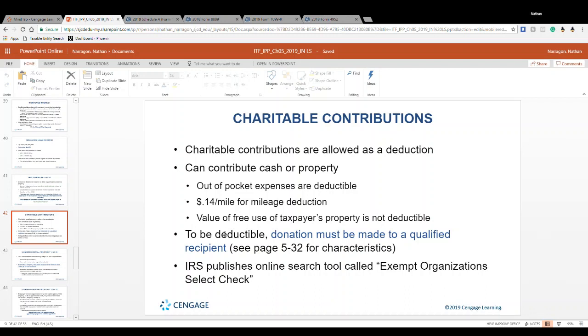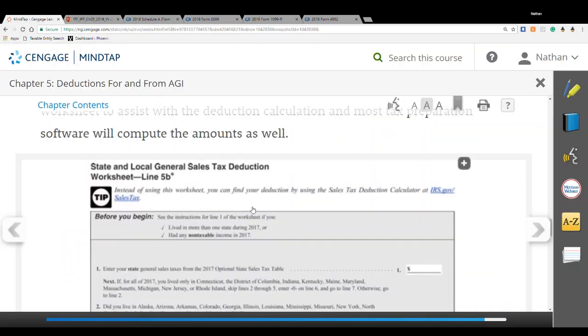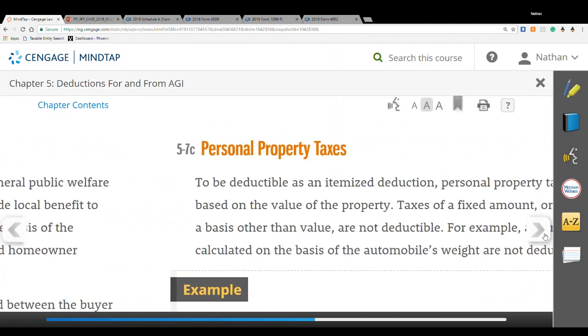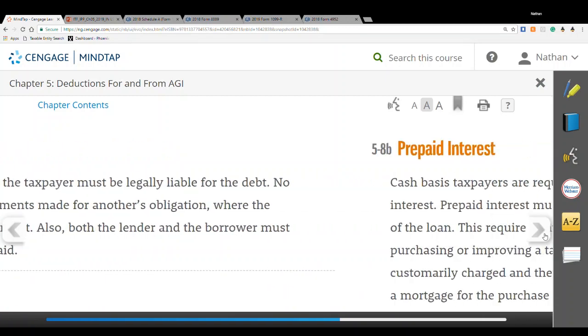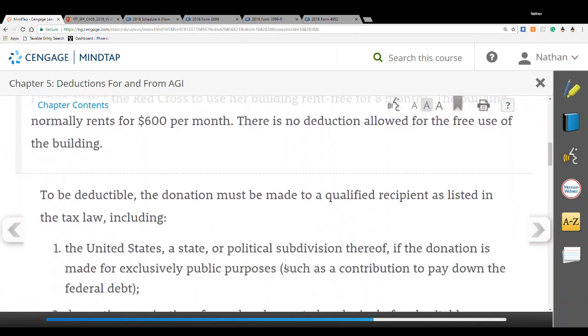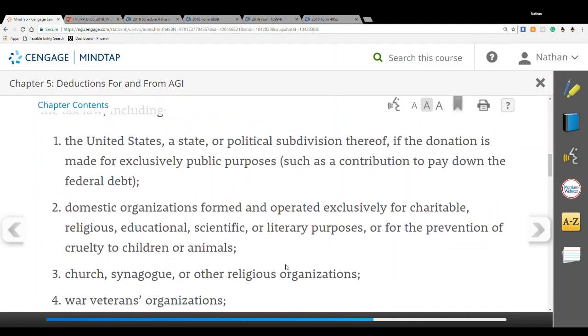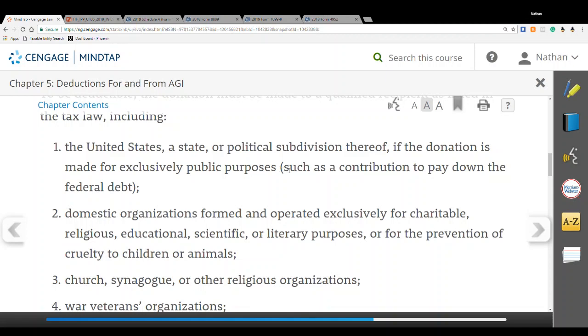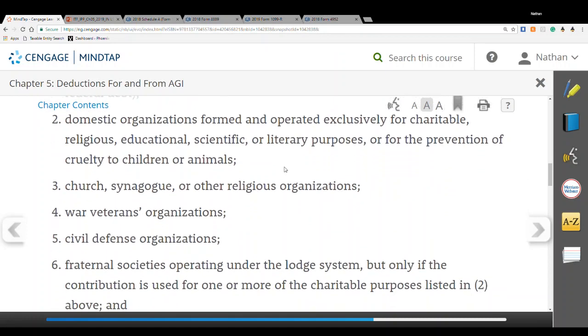Okay? And to be deductible, donations must be made to qualified recipients. I can tell you real quick, even before looking into this, that mostly it's a 501(c)(3), which is any non-profit charitable organization. So, right here, investment, charitable. They have to follow these. It must be the United States, a state, or a public entity, if the donation is made for exclusive public purposes. Must be domestic organizations formed exclusively for charitable, religious, educational, scientific, literary, or prevention of cruelty to animals or children. Okay? A church.